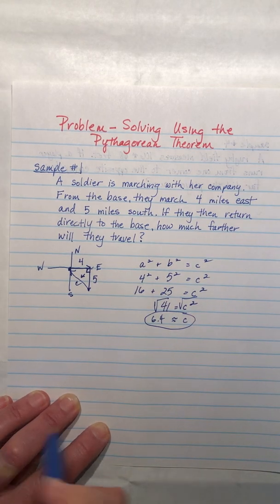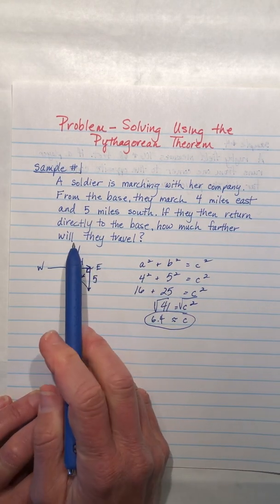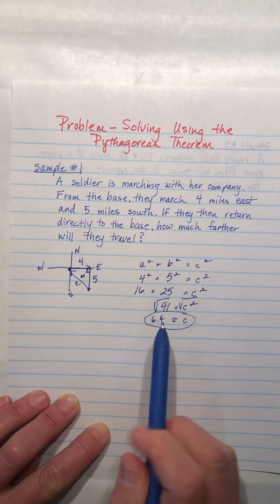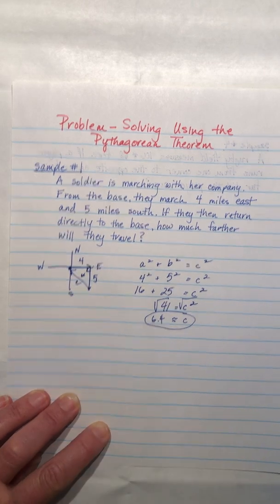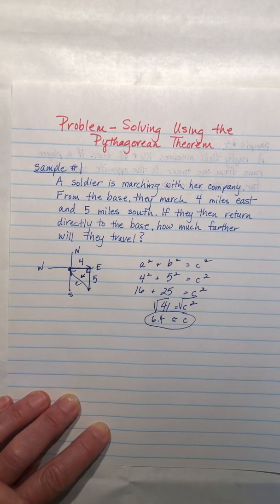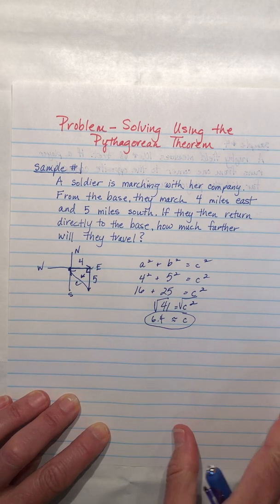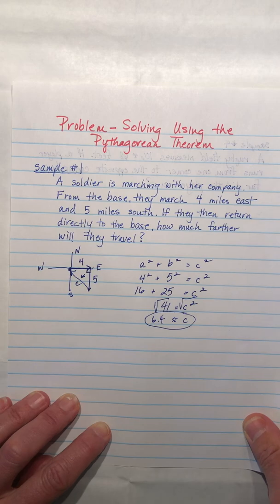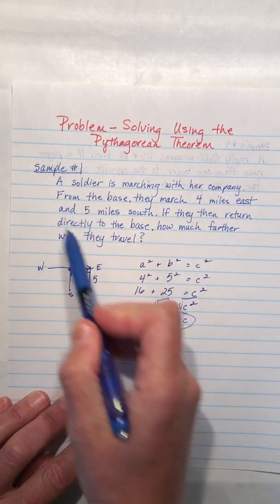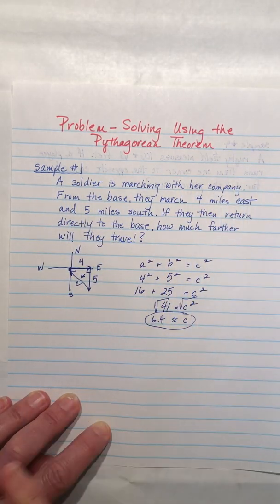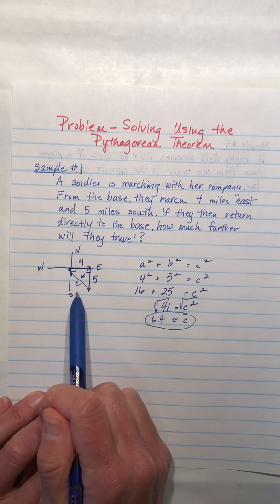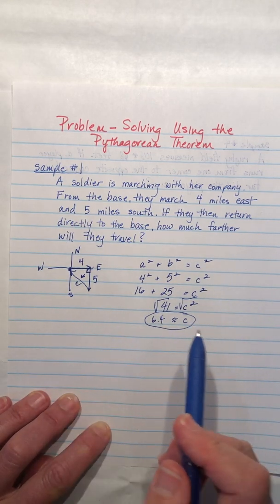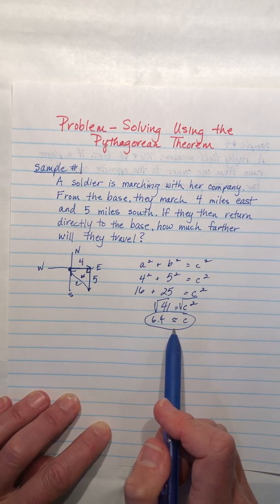So how much farther did this company of soldiers need to march back to their base? They had another 6.4 miles to go. That is a lot of marching. So you know that you've got all this stuff copied down. You don't have to copy the written problem. I'm not concerned about that, but I do want to see the diagram on your work, and I do want to see all of this.